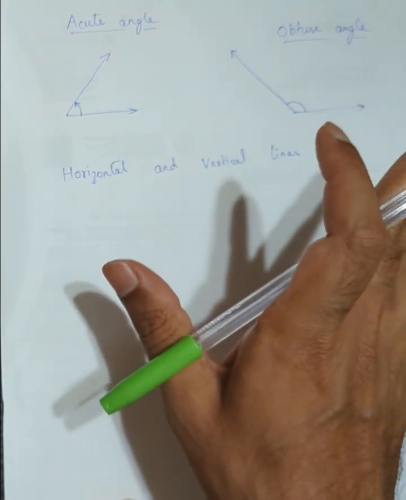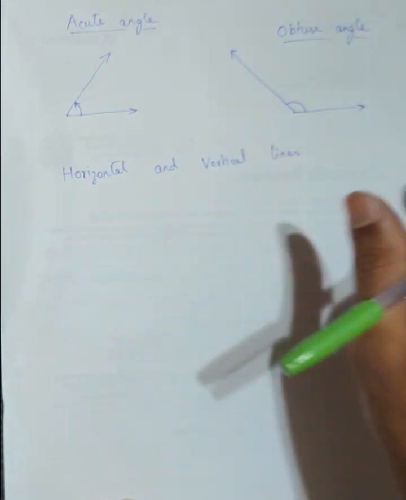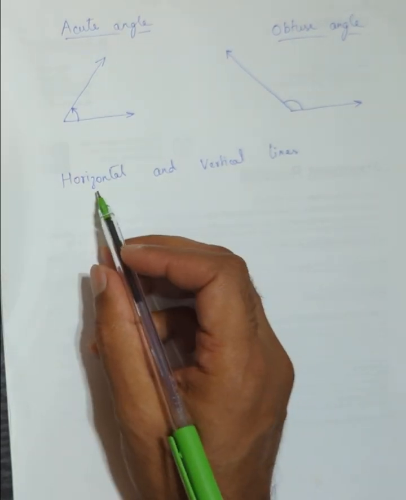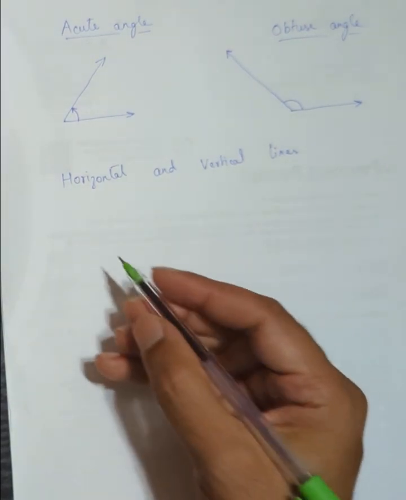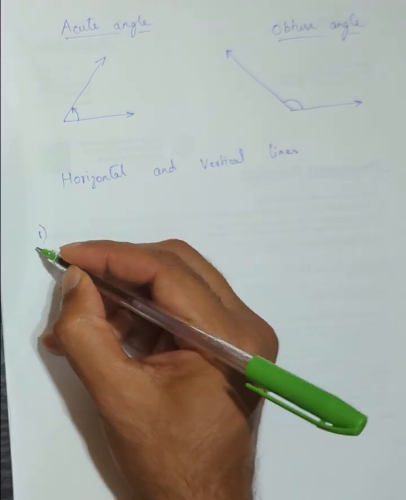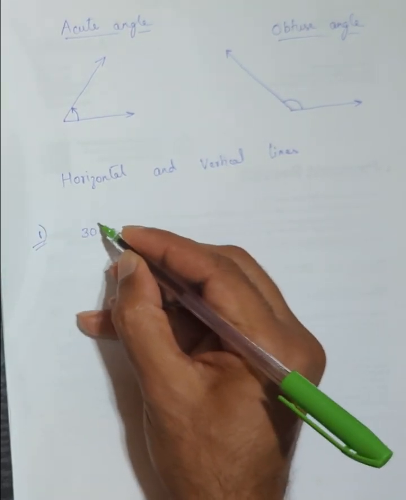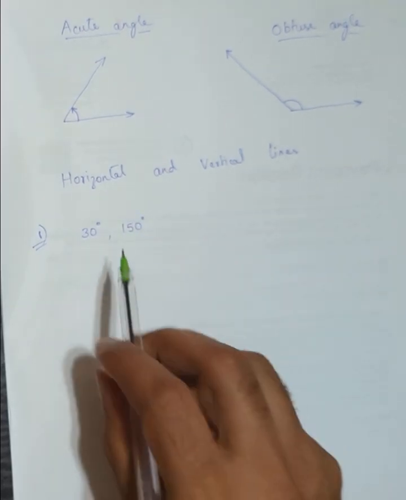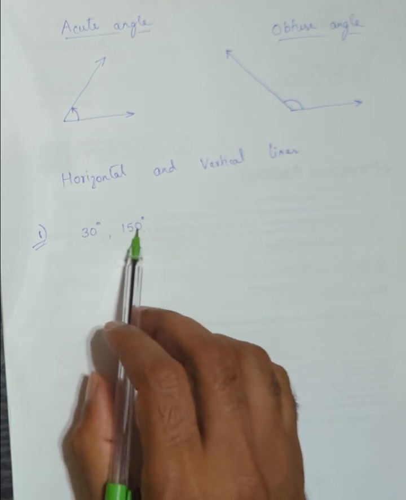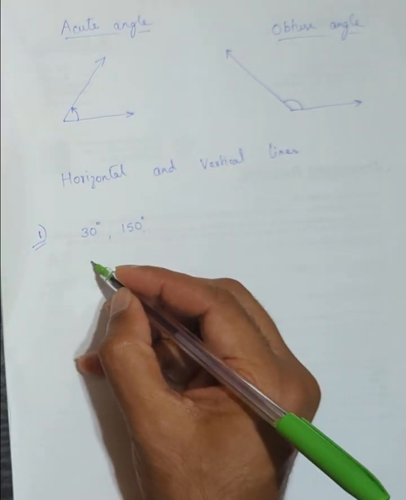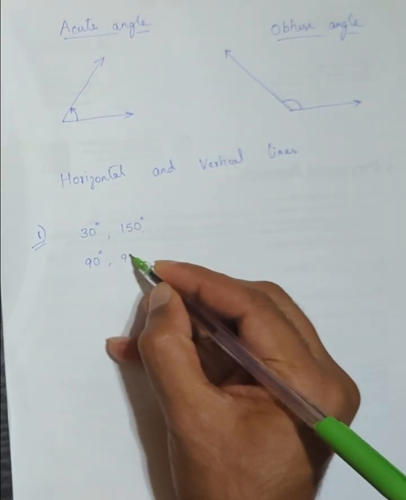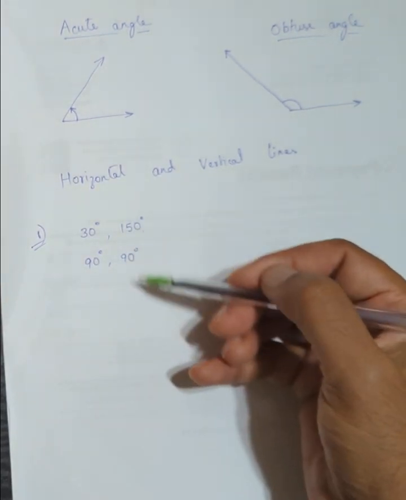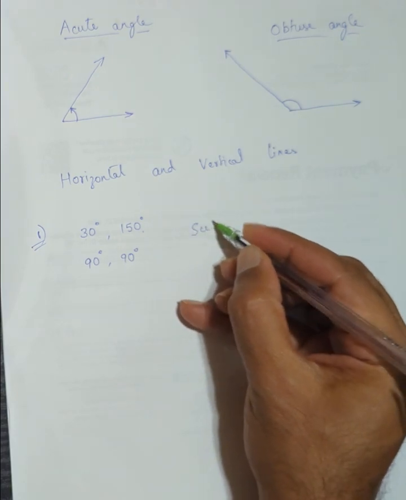Now coming back to angles, there is again some terminology. So here is something, I have two angles like 30 degrees and 150 degrees. These two add up to 180 degrees. And similarly 90 degrees and 90 degrees, they add up to 180 degrees. So when you have two angles that add up to 180 degrees, they are called supplementary angles.